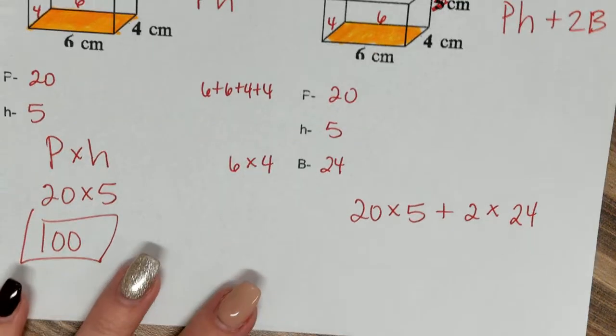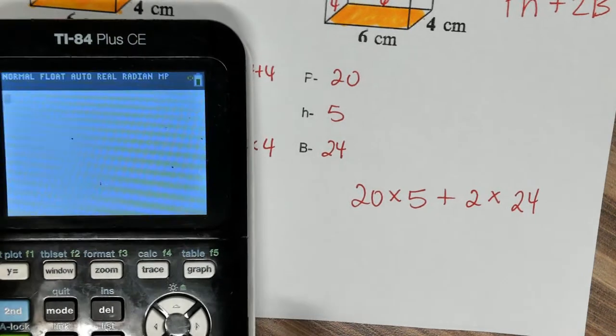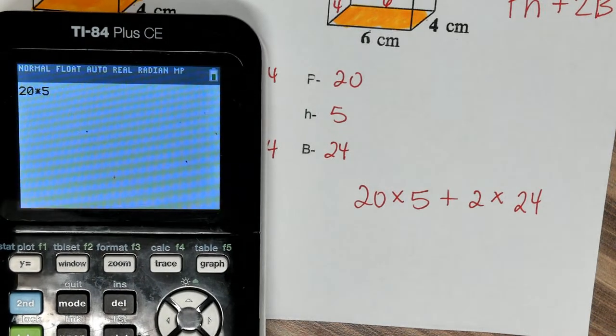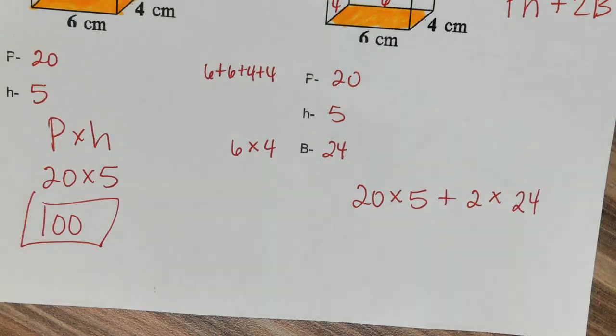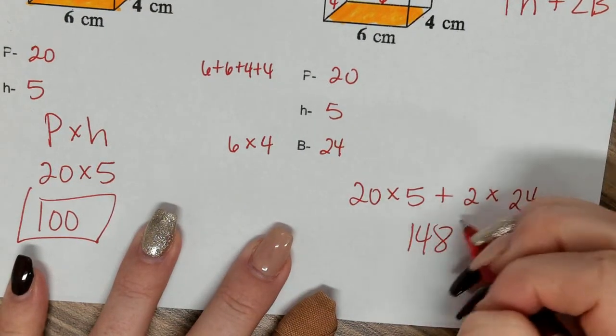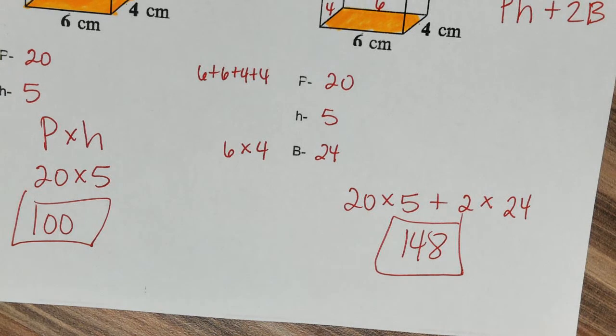All right, all you got to do is type that in. You can do it all at once. 20 times 5 plus 2 times 24, which is 148. And that is as hard as it gets. That is how you find total surface area.